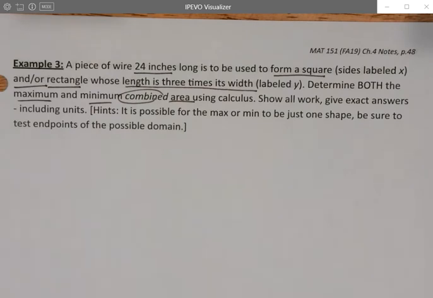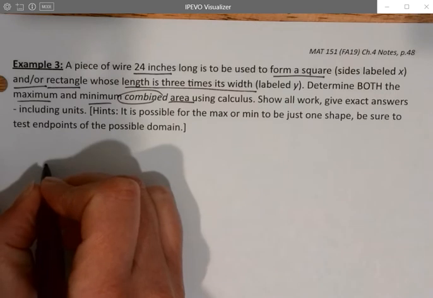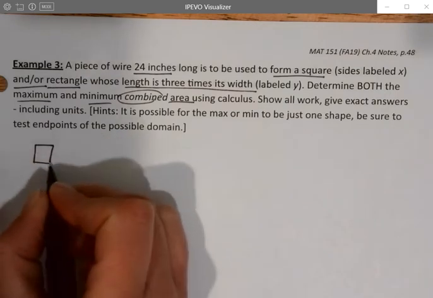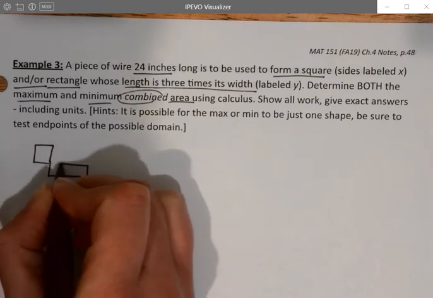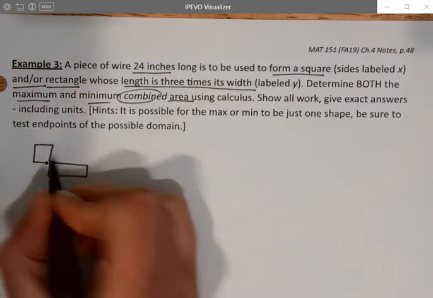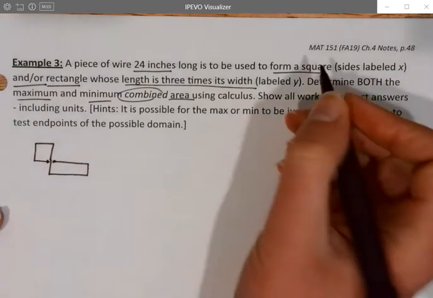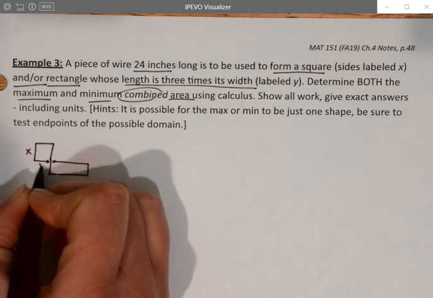Okay. So I've got my wire, and we're going to bend it into a square and/or a rectangle. So I'm imagining something like that, where you've got your ends and you're bending into a square and/or rectangle. Okay, so on the square, we're going to label everything X.